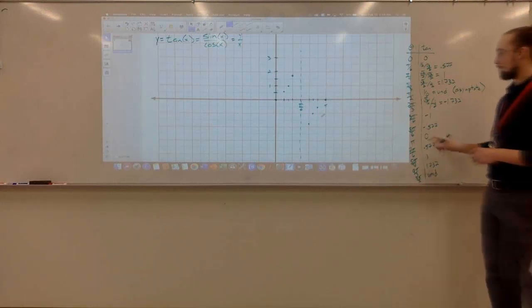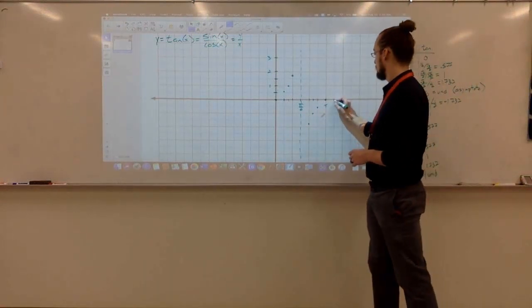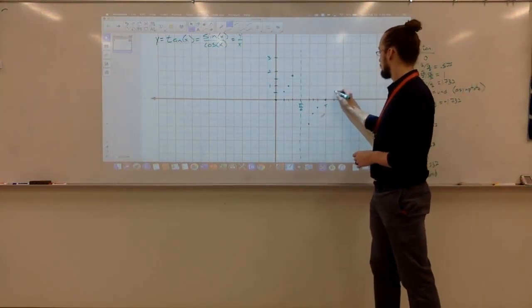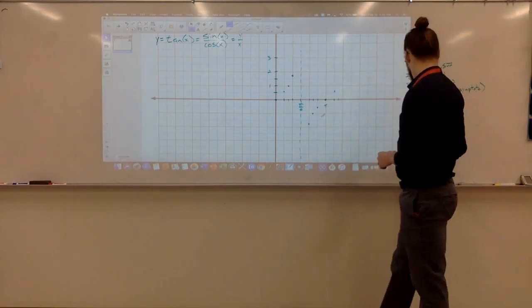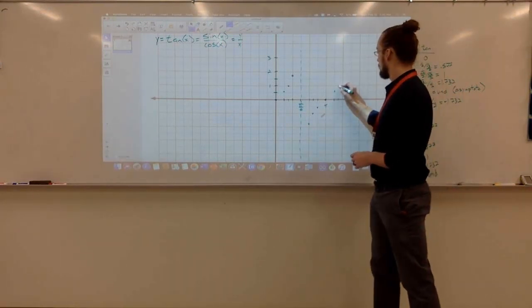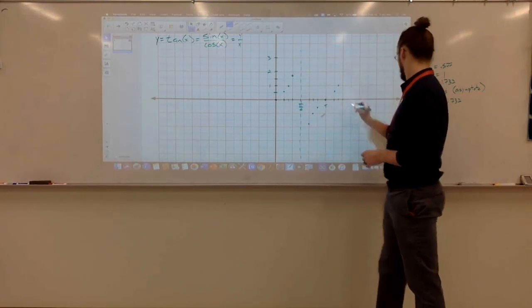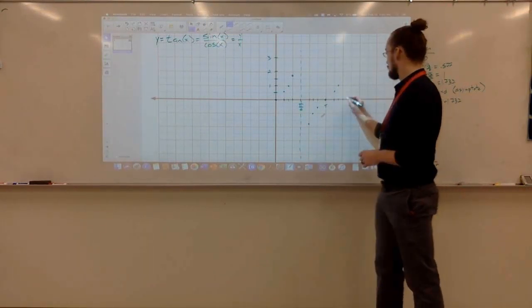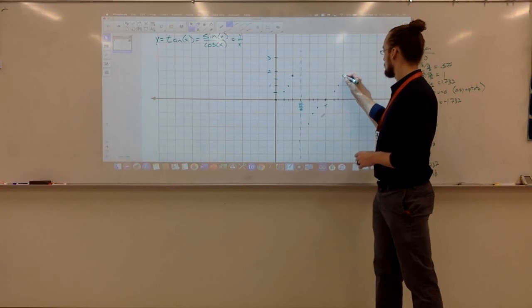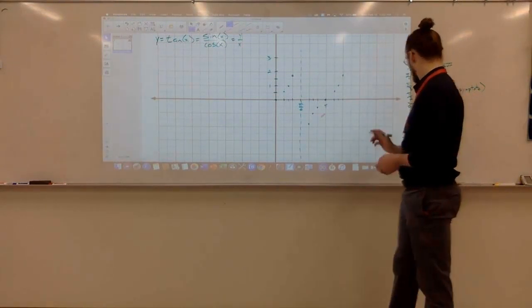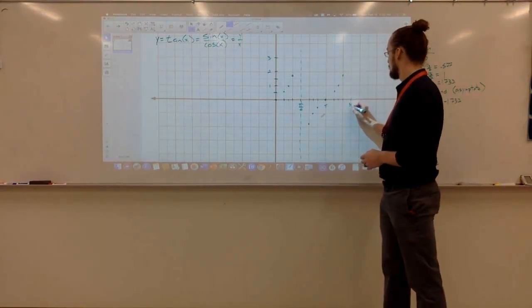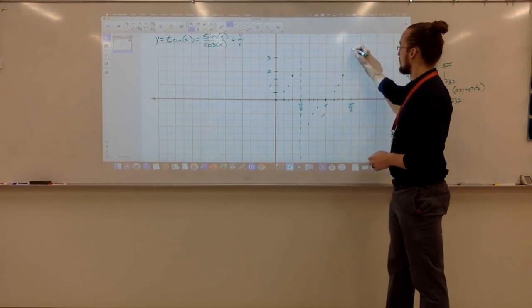At 7 pi over 6, 0.577. At 5 pi over 4, we're at 1. At 4 pi over 3, we're back up to 1.7. And then 3 pi over 2, we're undefined again.